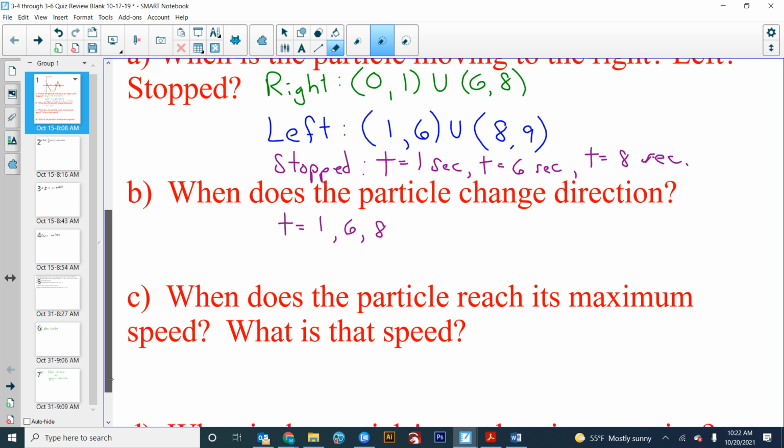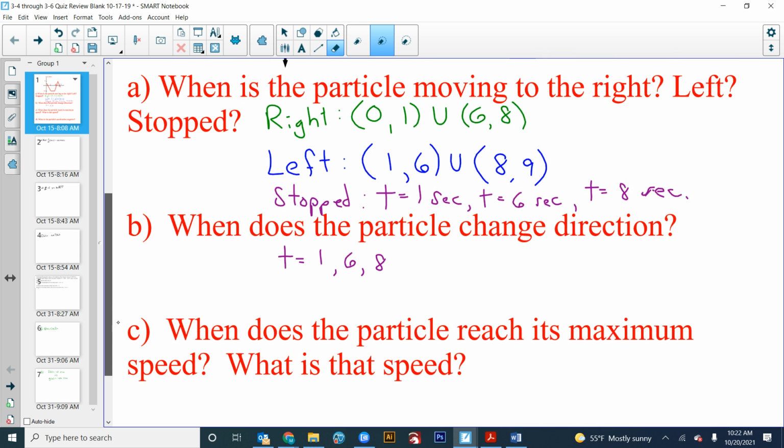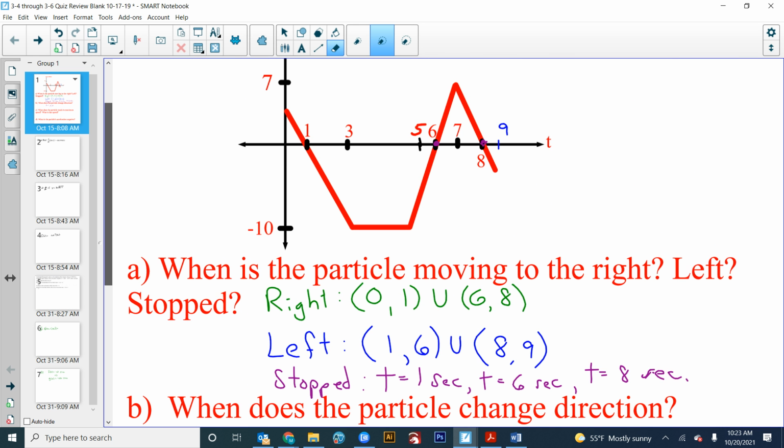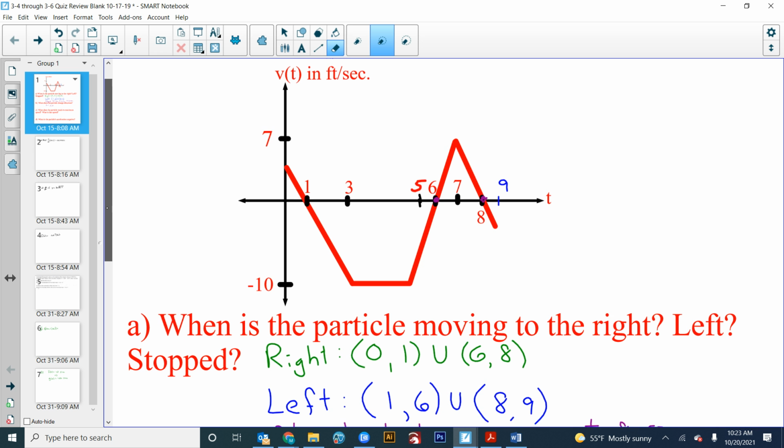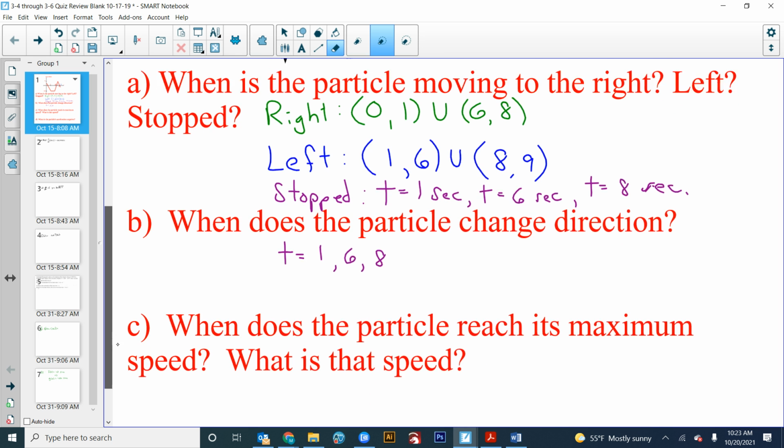When does the particle reach its maximum speed? When does it reach its maximum speed, Tom? 3 to 5. And what is that speed? 10. 10, yep, feet per second.